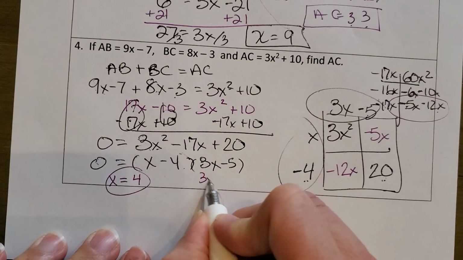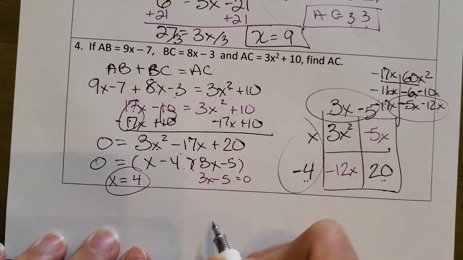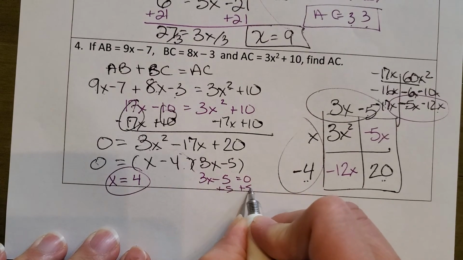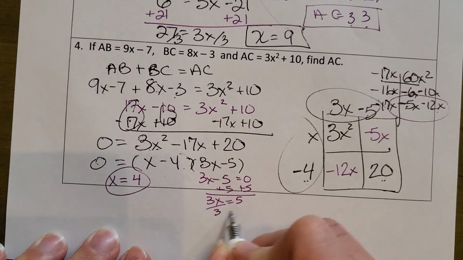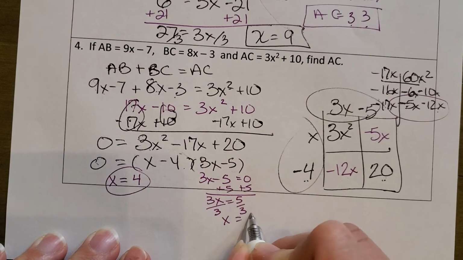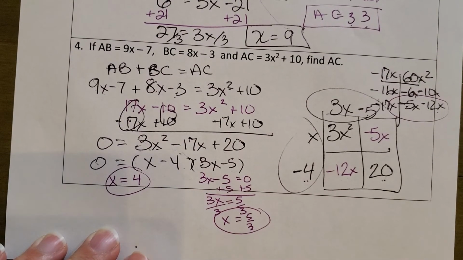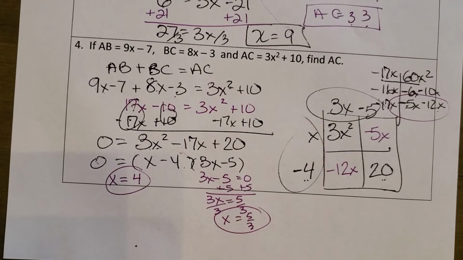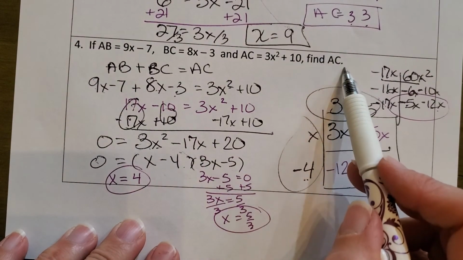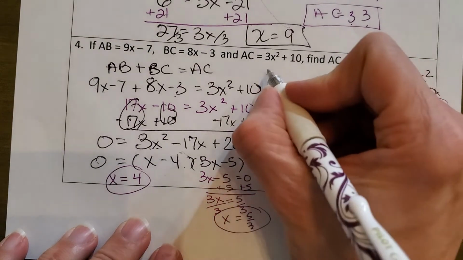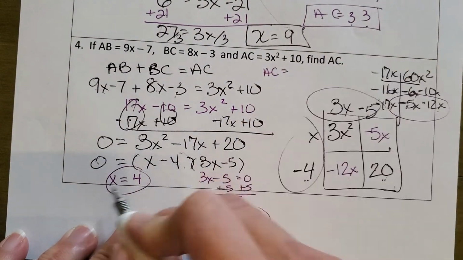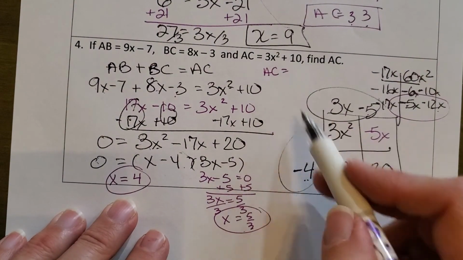When does 3x minus 5 equal 0? Well, that's a little bit more complicated. I'm going to have to get the x alone. So 3x equals 5, and then I'm going to divide by 3, and x equals 5/3. So now I have two x's. But they didn't even ask me for x. They asked me for AC. So I have to plug both of those back in here to actually find my AC. And if I have two answers here, then I'm going to have two answers up here.